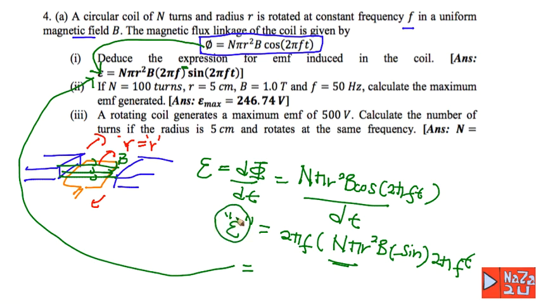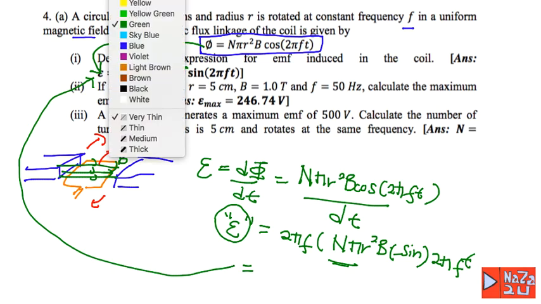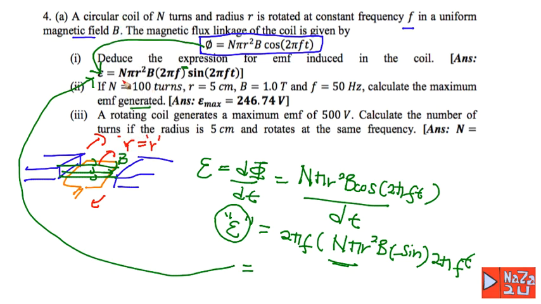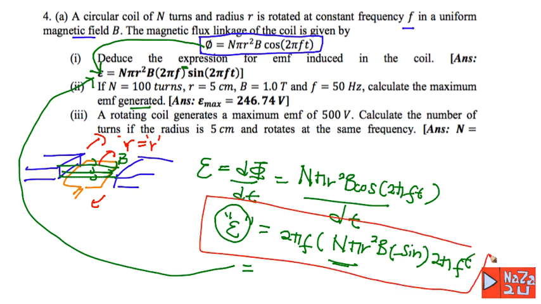Now the next question: if n is equal to 100 turns, r is equal to 5 cm, magnetic field strength is 1 Tesla, and the frequency is 50 Hz, calculate the maximum EMF generated. How can you calculate the EMF? This is the equation of EMF. To calculate the maximum EMF, this is question number 2, what happens to the sine? The sine must be maximum, so the sine maximum is equal to 1.